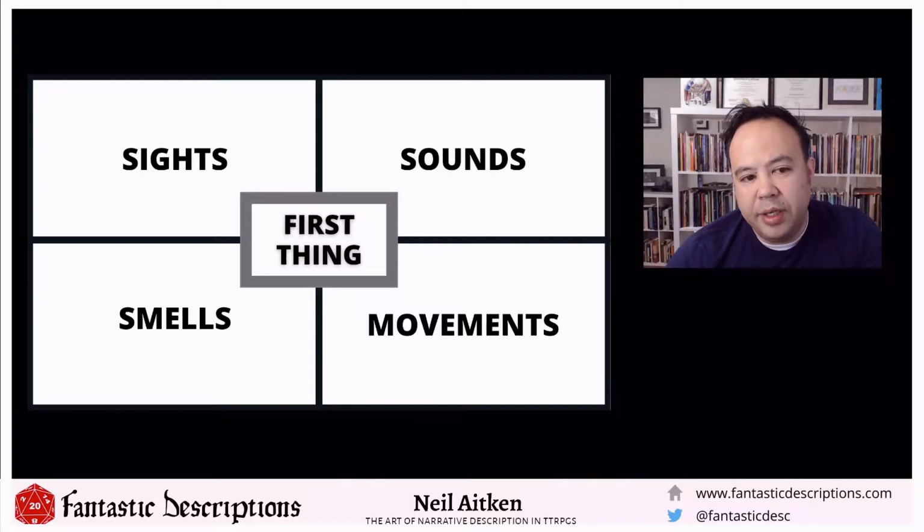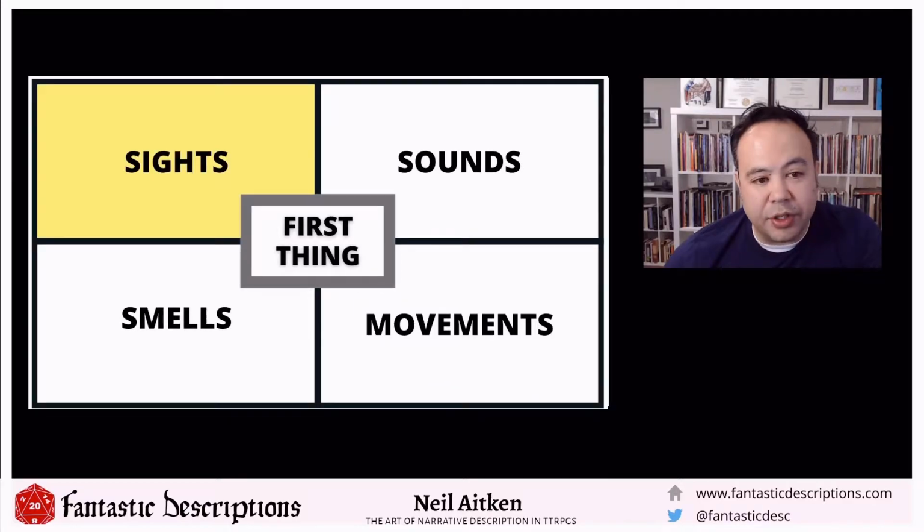So last time we looked at an overview of all the different components to improvised description, thinking about them in terms of sights, sounds, smells, movements, and the first thing that characters notice when they step into the room. Today's discussion, as I mentioned, will focus specifically on sights and how do we prepare a palette or maybe a descriptive cheat sheet for describing visual components of a scene.